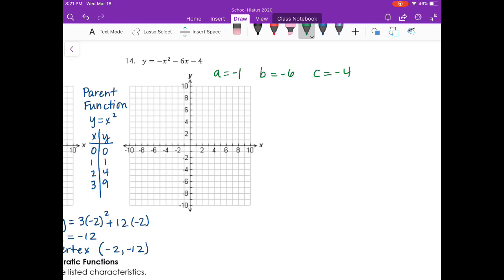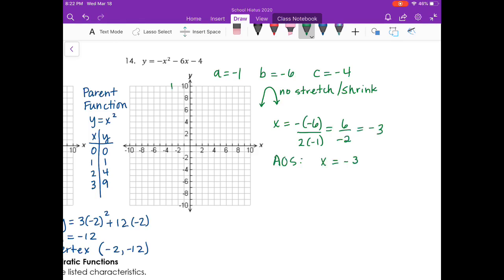Number 14 is a basic parent function pattern opening downward because the leading coefficient is negative. It does not have a stretch or a shrink. We'll substitute opposite b over 2a to find the axis of symmetry, then substitute the x value into the original function to find the y-coordinate of the vertex. Plot the pattern, going to the right 1 and down 1, to the right 2 and down 4, to the right 3 and down 9.